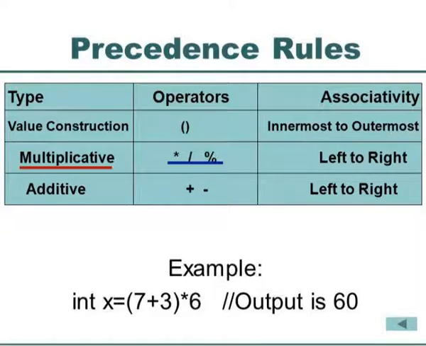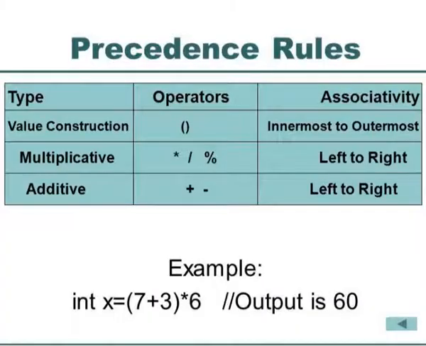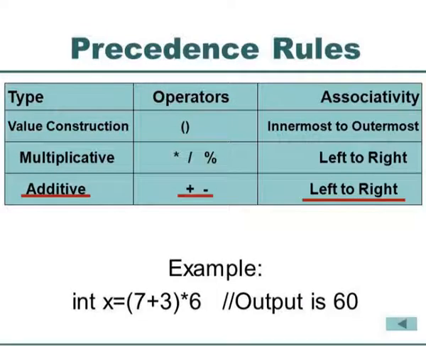Next you have the multiplicative, which is nothing but multiplication, division and modulo division. So this is to be executed first from left to right. So all these three operators have the same precedence. Parenthesis has the highest precedence, multiplication, division and modulo has the next precedence. But when all these three come in the same expression, then you have to execute them in the order from left to right.